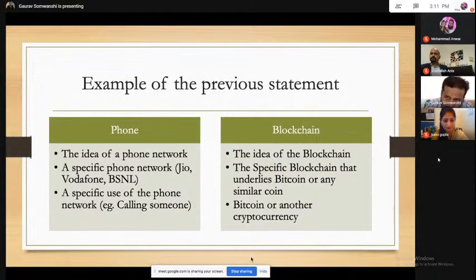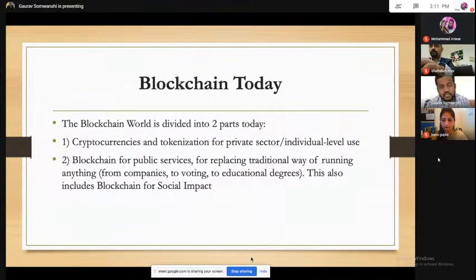So Bitcoin as a cryptocurrency is a use case of a specific type of architecture of blockchain. But at the same time, as we said, the idea of a blockchain exists at a much larger abstract level. So that is why this is very important for you to know. Today, what has happened is that the world is divided into two parts and they will never meet. But it's very natural. Everything began with Bitcoin.